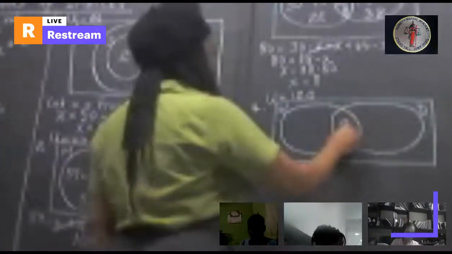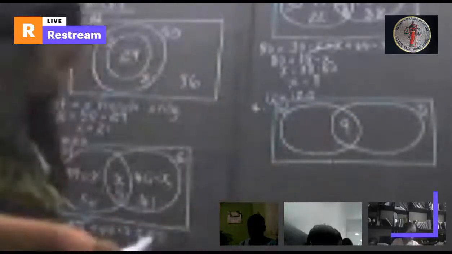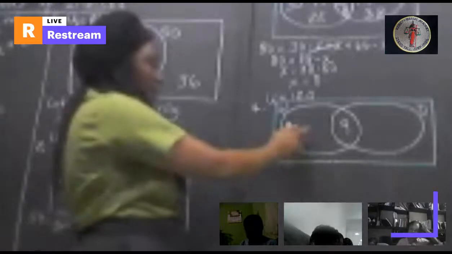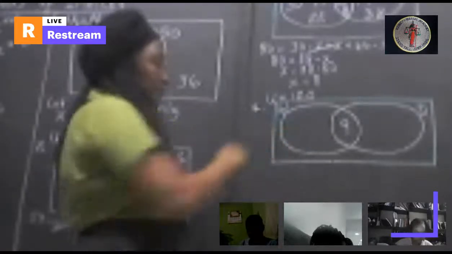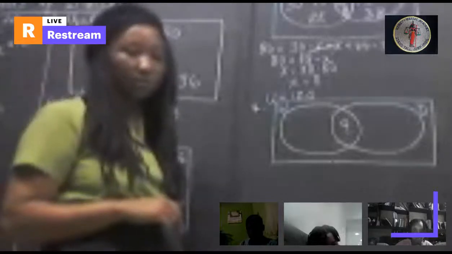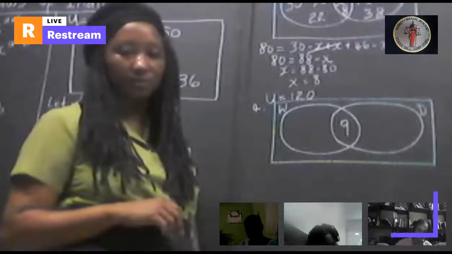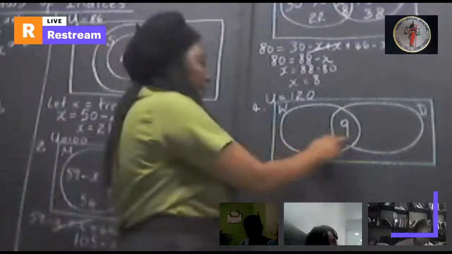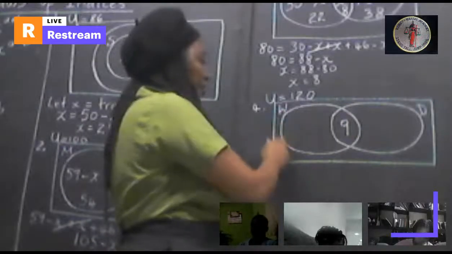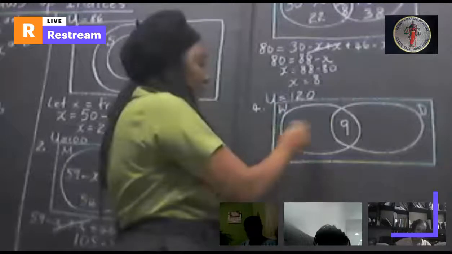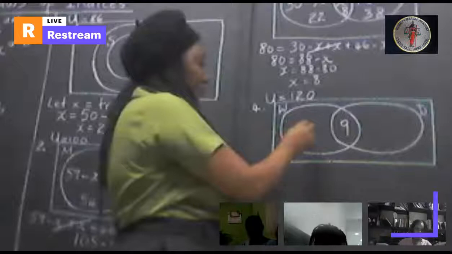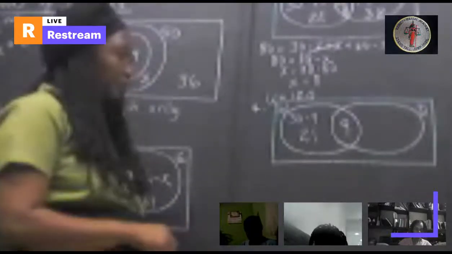In the middle, in the intersection, would be 9. All right, so 30 people walk. So what do I put here? It's 21, because it's 30 minus 9. If 9 people are in the intersection and the full circle is 30, walk only would be 30 minus 9, which is 21.